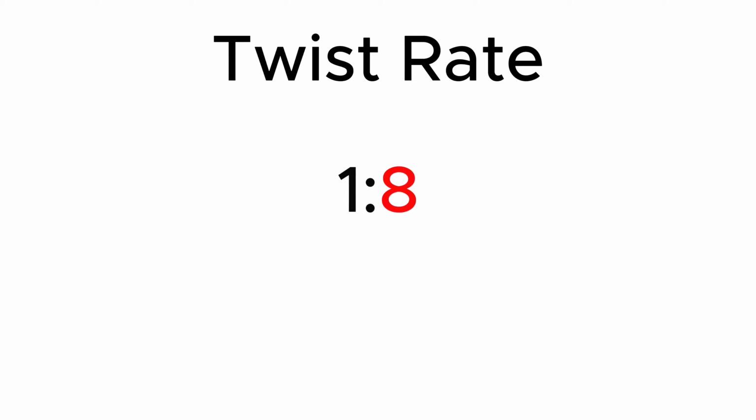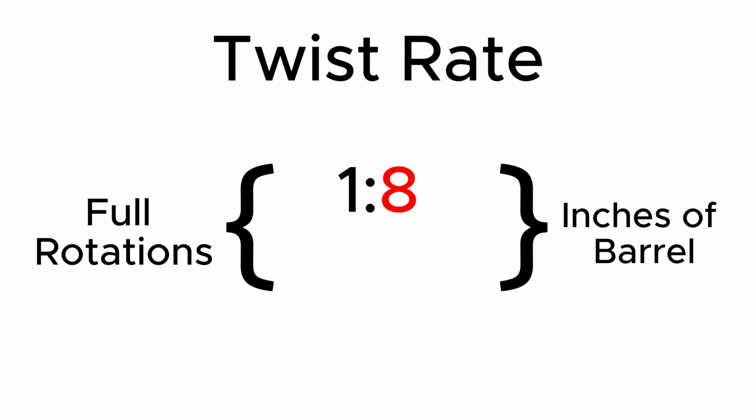For example, a 1 in 8 twist barrel will have 1 full rotation of rifling for every 8 inches of barrel. Therefore, a 24-inch 1 in 8 twist barrel will spin the bullet 3 full times before it leaves the barrel. That same length barrel with a 1 in 12 twist will spin the bullet 2 full times before it leaves the barrel. With that in mind, a faster twist rate barrel will have a lower number.